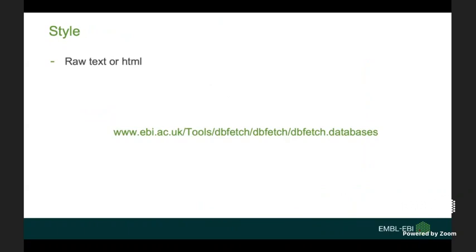Another parameter in DBfetch is the style that refers to how entries are rendered in the browser. The results can either be delivered as a raw text or as HTML. HTML has markup, while raw is a plain text. Specify here which style you prefer. The default is almost always HTML.